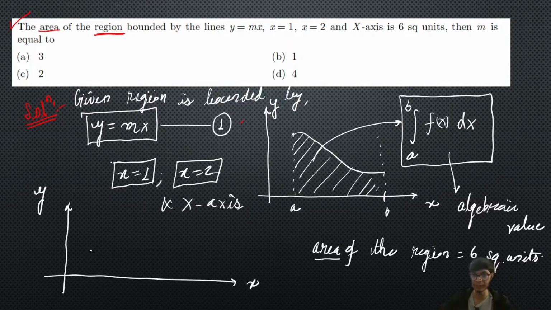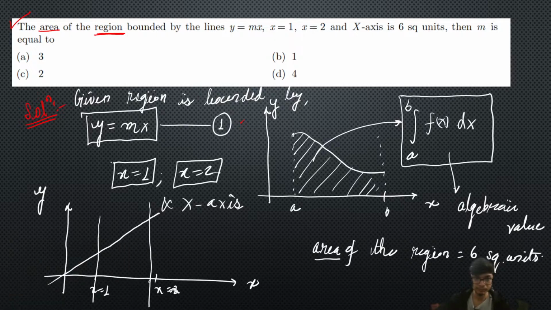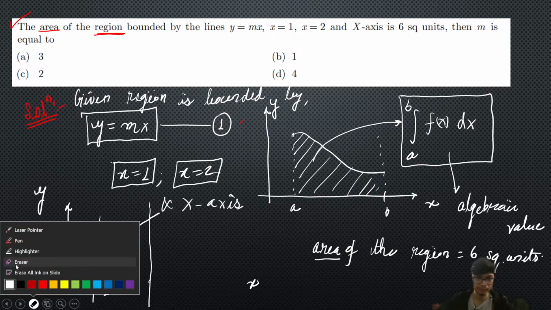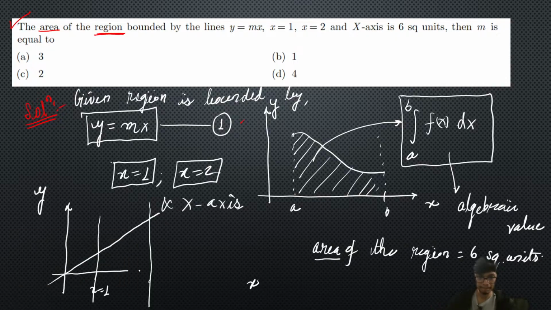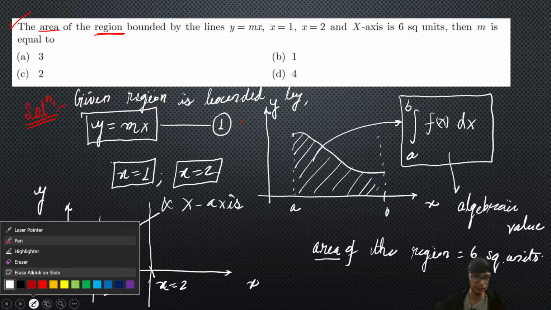So let us first of all try to draw the region. y is equal to mx is a straight line passing through the origin. I don't know the slope right now, so I will draw any straight line like this. Then it says that it's bounded between the lines x is equal to 1 and x is equal to 2, so I will draw two vertical lines like this. I hope this is clear. And also the x-axis.